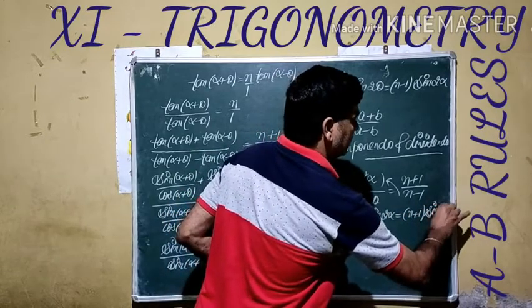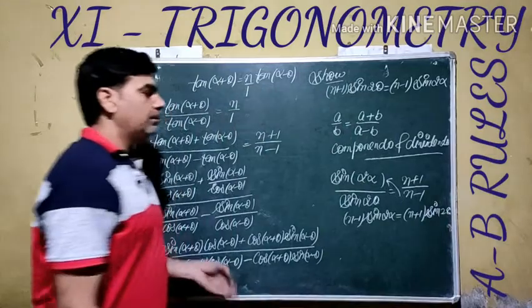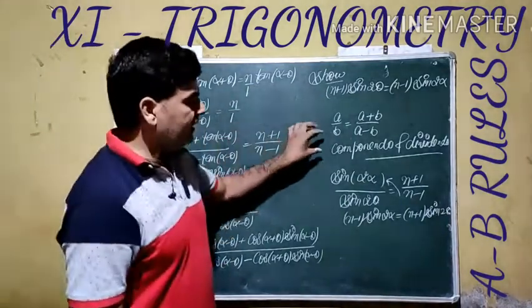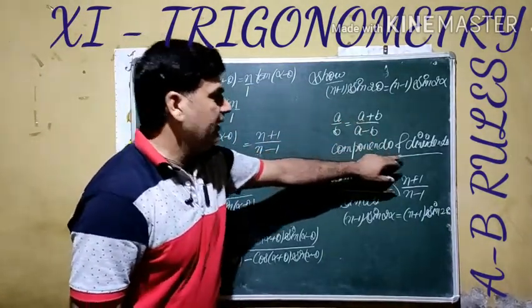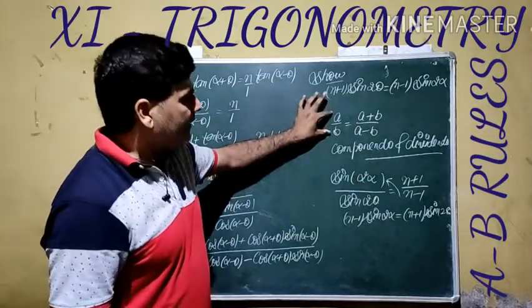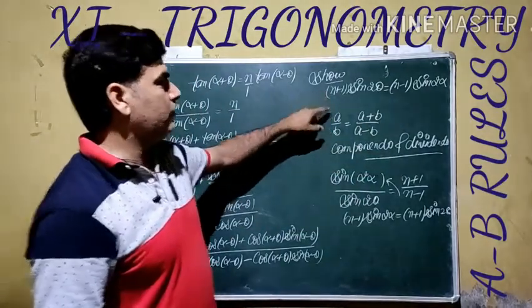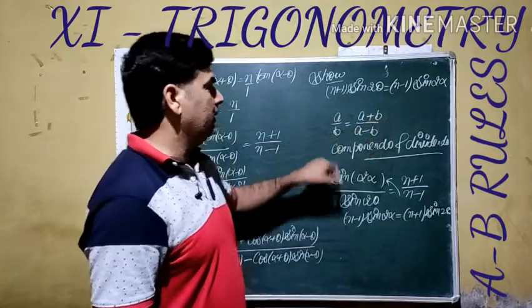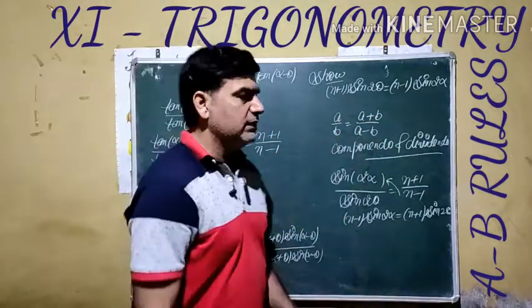So like this, we can prove our result by using the rule here, that is componendo and dividendo, which is given by the fraction a by b can be written as: numerator remains the same, denominator add up; numerator remains the same, denominator subtract.